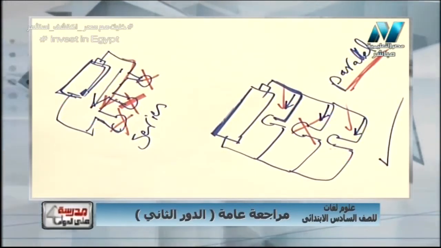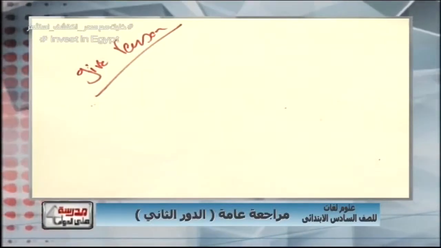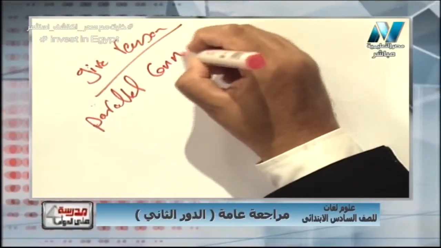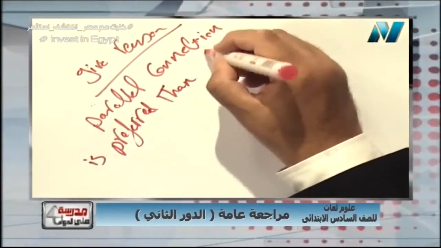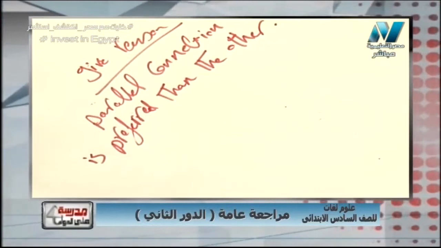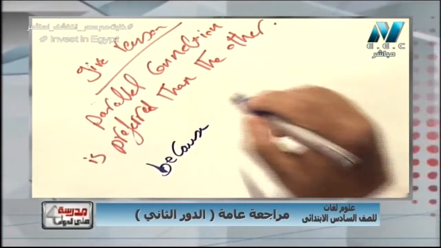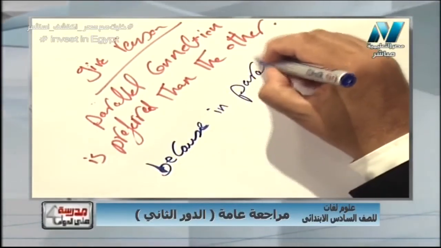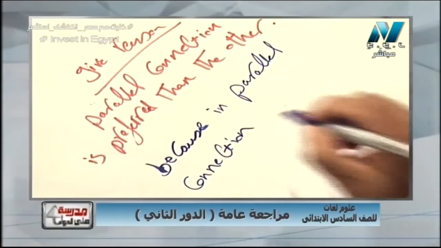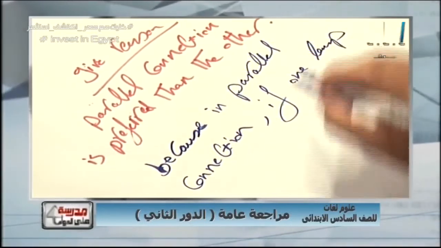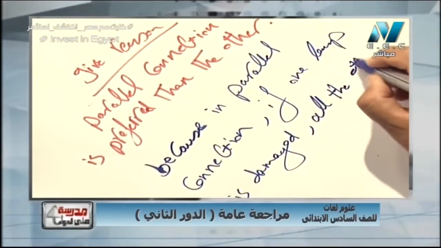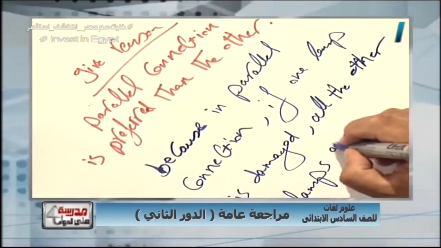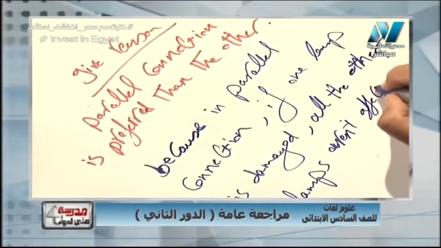ده سؤال مهم جدا جدا في give reason. نكتب سؤال مع بعض. سؤال بيقول لي give reason. The question says give reason: parallel connection is preferred. سؤال مهم جدا. The parallel connection is preferred than the other. أقدر أقول له because in parallel connection, if one lamp is damaged, يعني لمبة منهم باظت أو تلفت, all the other lamps aren't affected, ما بتتأثرش, and still lighting.